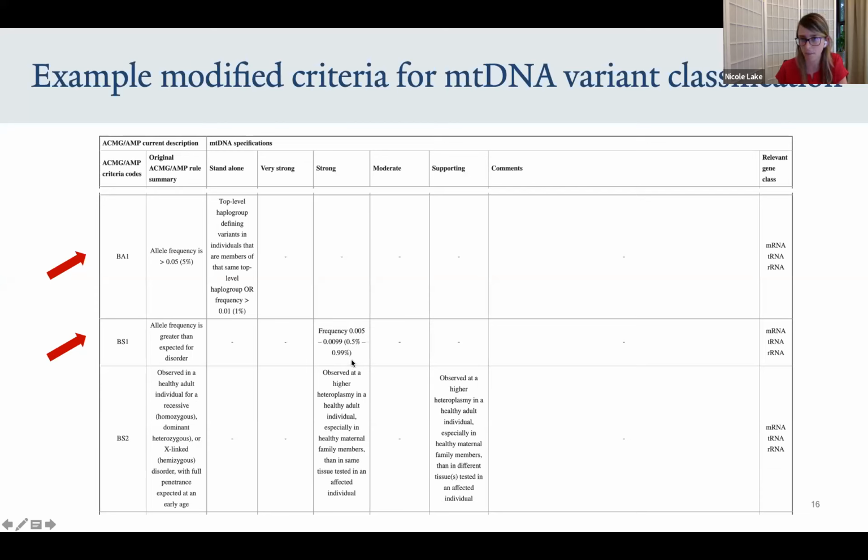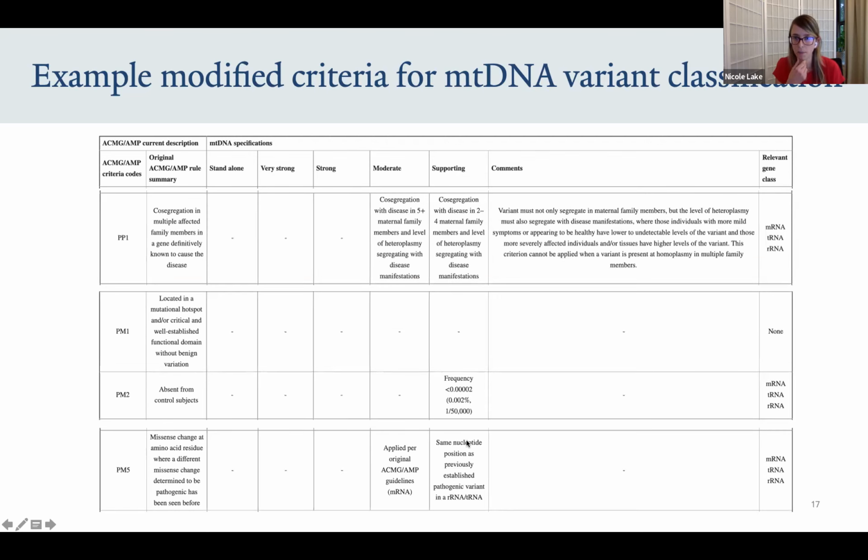So for example, anything above 0.5% heteroplasmy level can be assigned strong evidence of benign. And they've also modified how segregation data can be used to provide benign support, also taking into account heteroplasmy levels as part of that segregation. So for example, observing a variant at a higher heteroplasmy in a healthy adult, so it's a higher heteroplasmy level in that individual than in your patient, particularly if it's in the same tissue as what you've tested in the patient, can potentially be used as strong evidence of benign support.